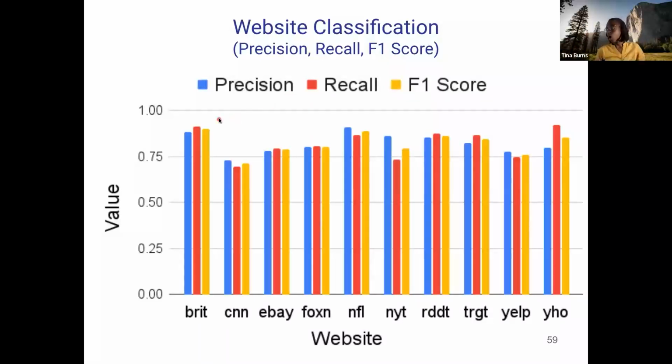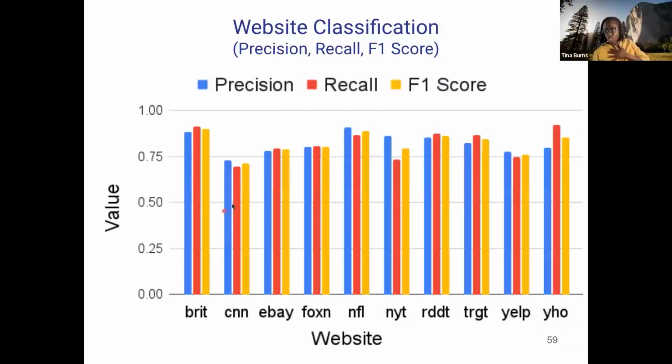Now, some of them have really high values, right? So the Britannica, NFL, and Yahoo have high values overall, whereas some of them are really low. CNN is a little bit harder to detect than the other ones. You'll also notice that not all of them have the same level of precision or recall. Some of them have higher levels of precision, meaning I'm going to be more accurate when I tell what belongs to this class, whereas the other ones are better at telling things that don't belong to this class, right?